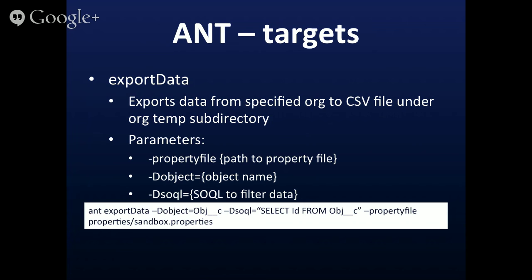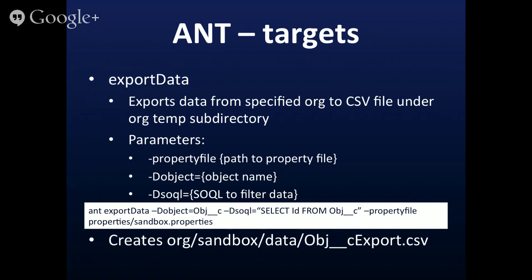If you look at the format of this command, we have ant export data, our object here, a hypothetical custom object called obj_c, -d SOQL, select the ID from obj_c, and our property file. What this is going to do is run through, log into the org, extract all the data, and put it into a file. Again, there's a consistent naming format I've used, so it's going to create the object name, export.csv.